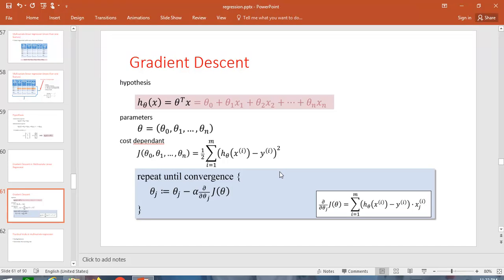We use the same cost function as before, that is the sum of squares error function. Only this time the function depends on more parameters. Everything is the same as before. Again, we need to update the parameters until the algorithm converges.